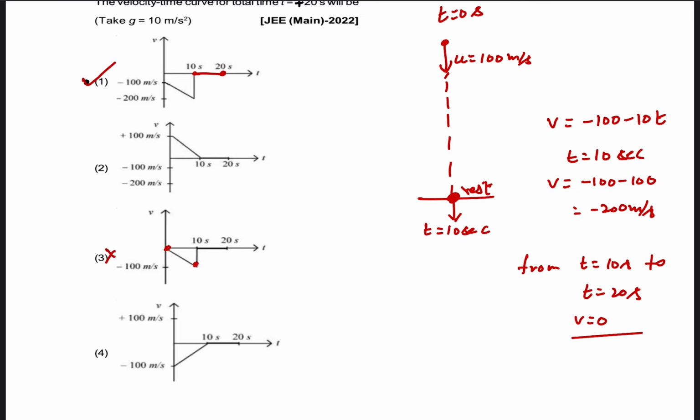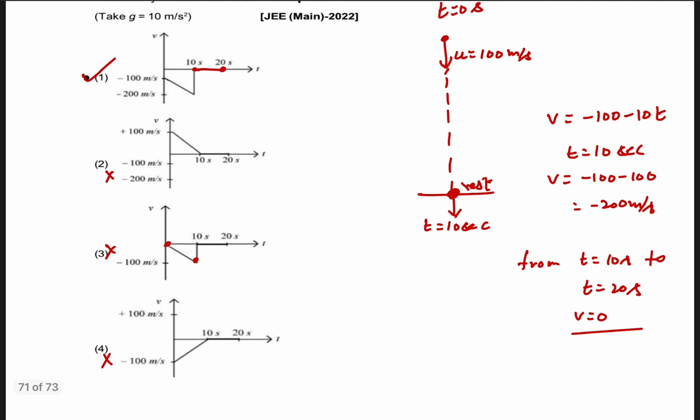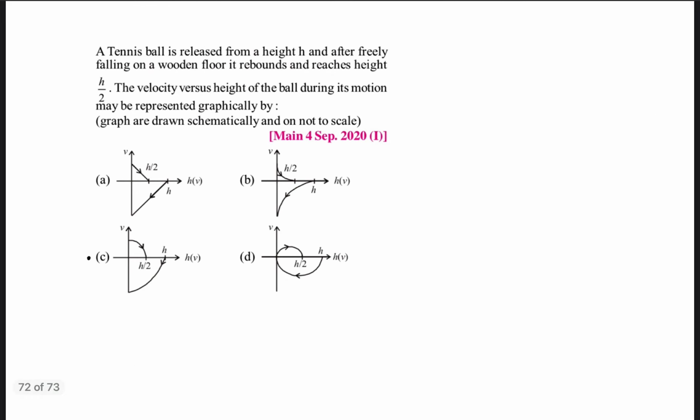Third graph is like a 0 to, we can see third graph is 0 to is coming. This is not possible. Fourth graph is minus 100 to 0 is coming, not possible. Second graph also not possible.